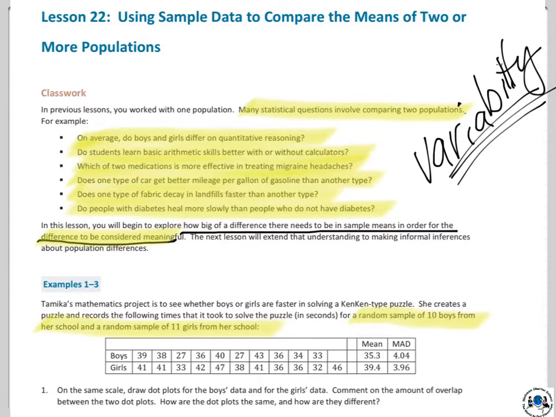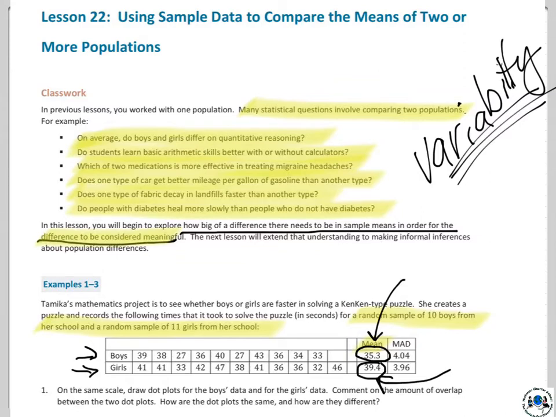Here is her mean for each group. Here are the boys, 10 of them, and 11 girls. You can see the 10 boys here and the 11 girls here. Now, the fact that there is one more girl may not be significant, because we are looking at mean time. This is in seconds, so the average time it took boys to solve this puzzle was 35.3 seconds, and for girls it was 39.4 seconds.